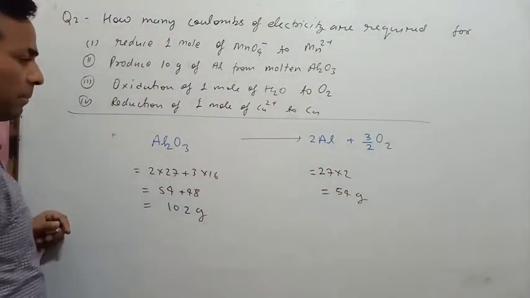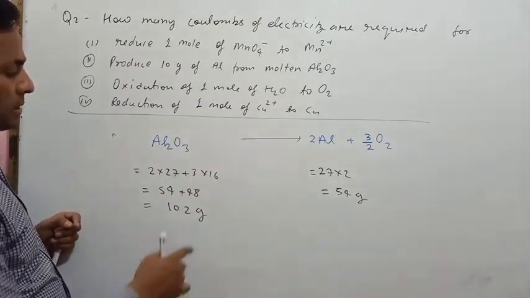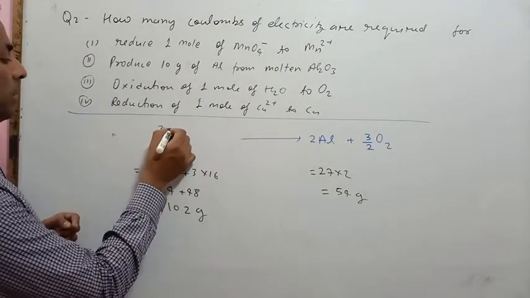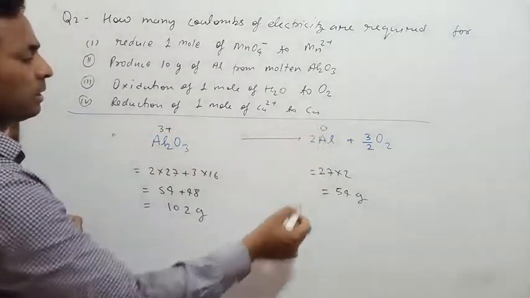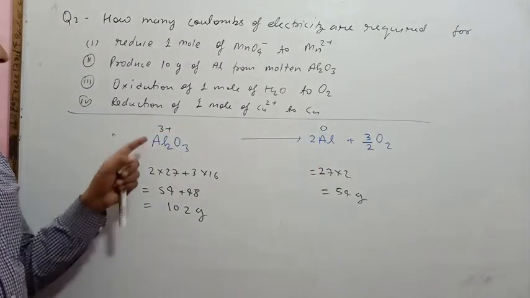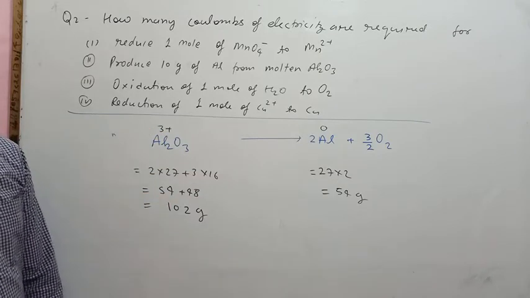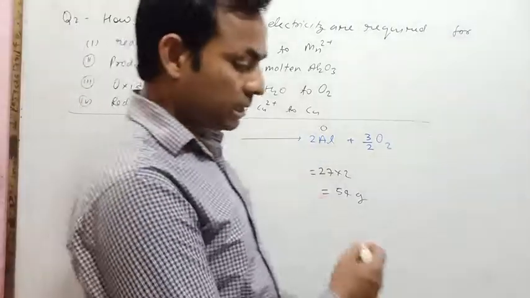Now look here at how many electrons take part in the reaction. Al has 3 plus charge here and Al has 0 here. So the number of electrons is 3. The number of electrons for 1 mole is 3. Okay, please take a screenshot first.